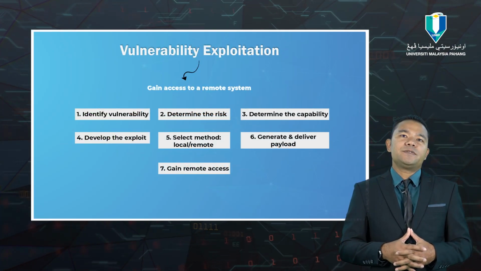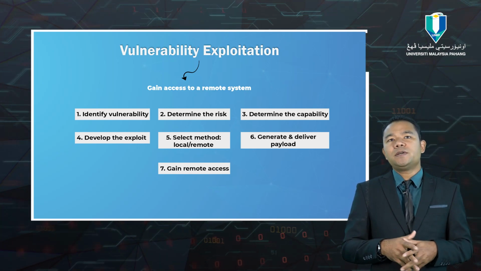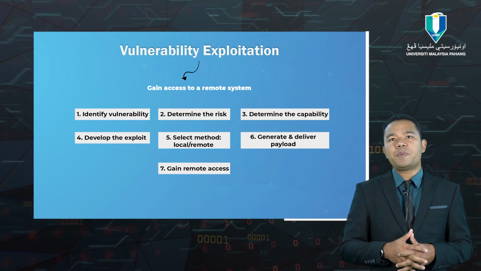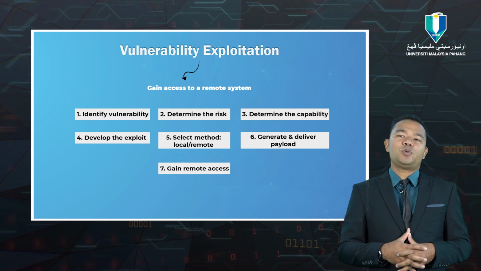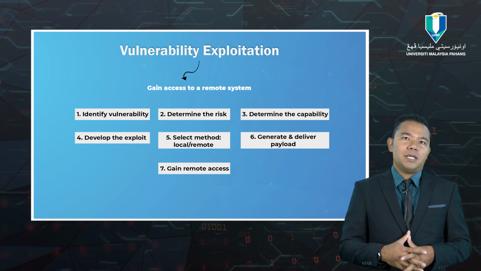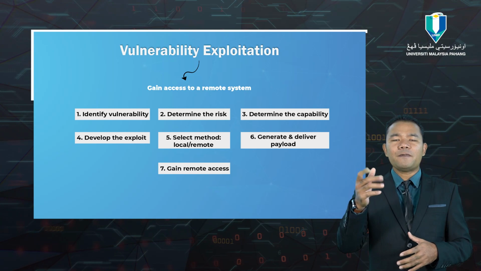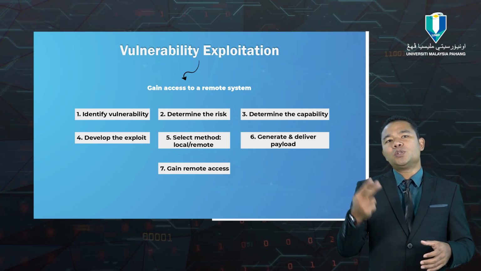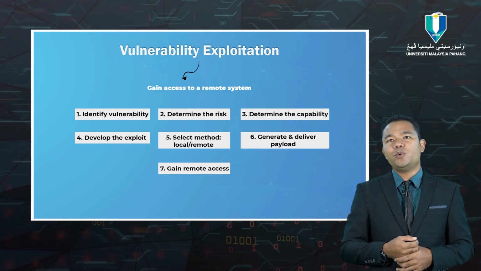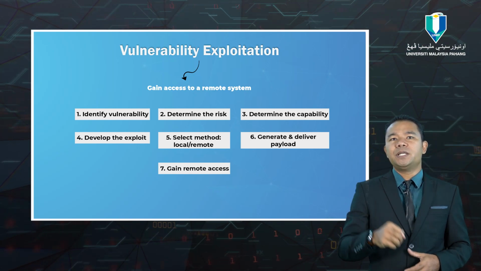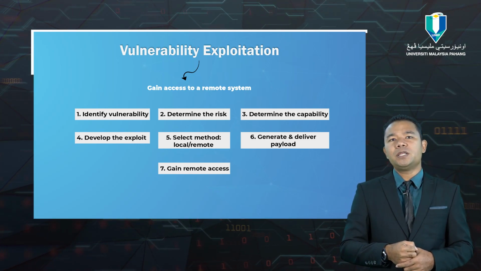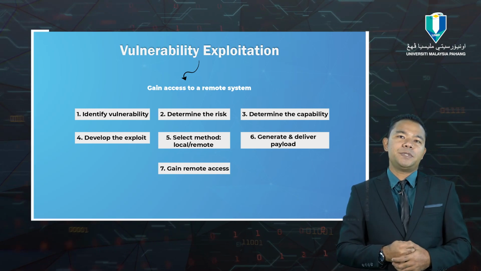Vulnerability exploitation. Vulnerability exploitation involves the execution of multiple complex interrelated steps to gain access to remote system. The steps involved are: first, identify the vulnerability. 2. Determine the risk associated with vulnerability. Number 3. Determine the capability of the vulnerability. Number 4. Develop the exploit.